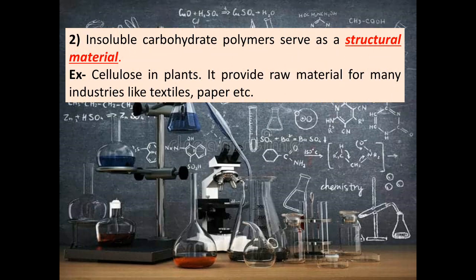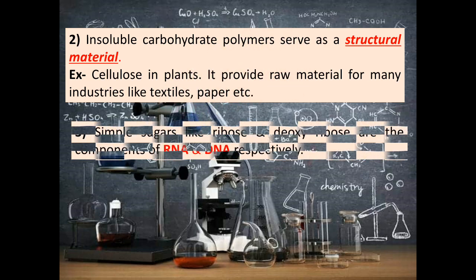Second biological importance. Carbohydrates, the insoluble carbohydrate polymers, for example cellulose, act as a structural material. So for example, cellulose in plants provides a raw material for many industries like textile, paper industry, etc. So this textile raw material comes from cellulose. That means cellulose acts as a structural material.